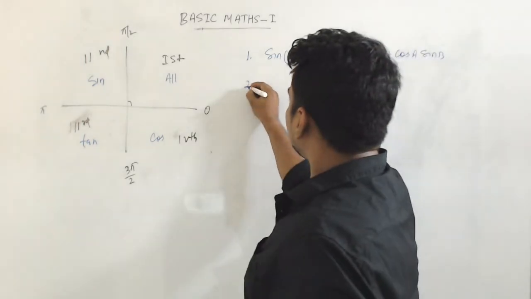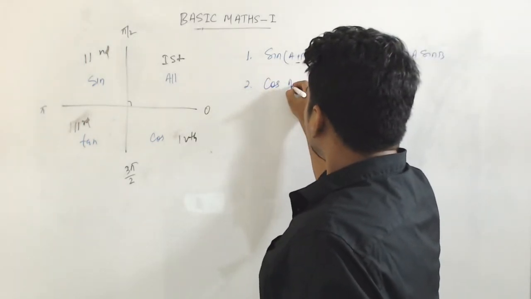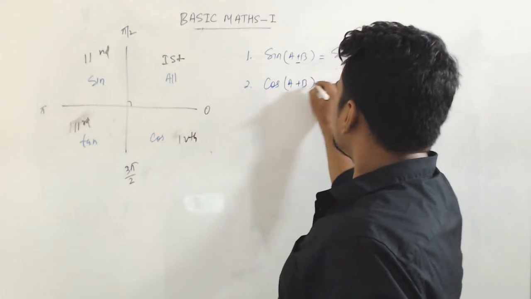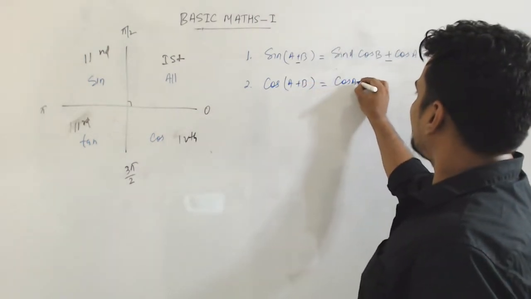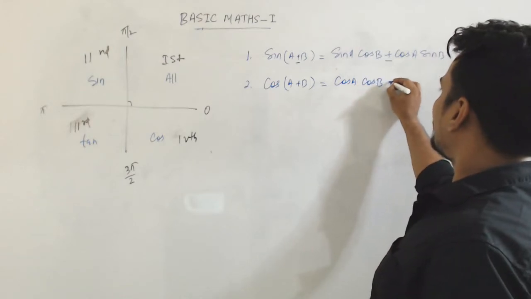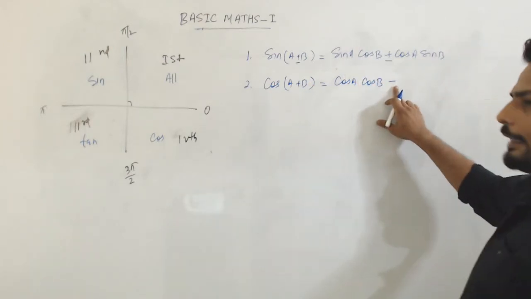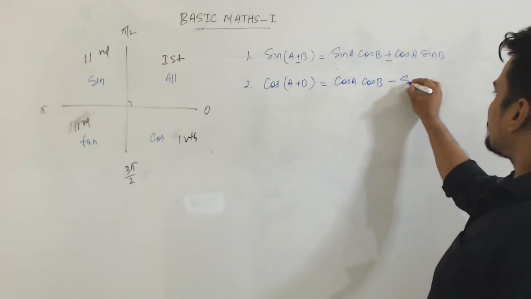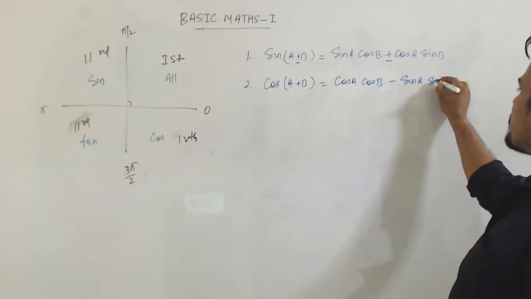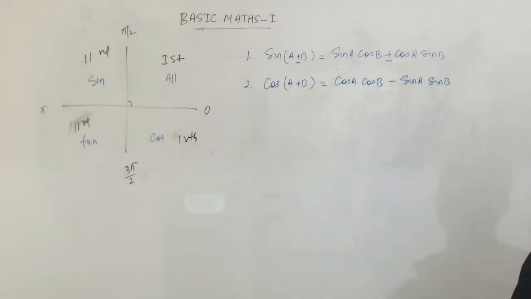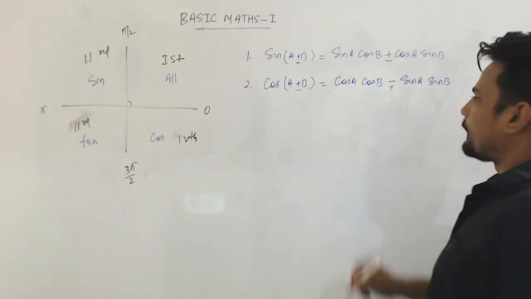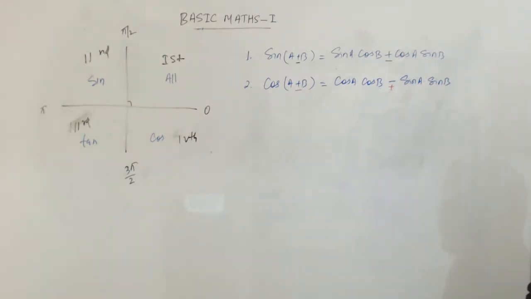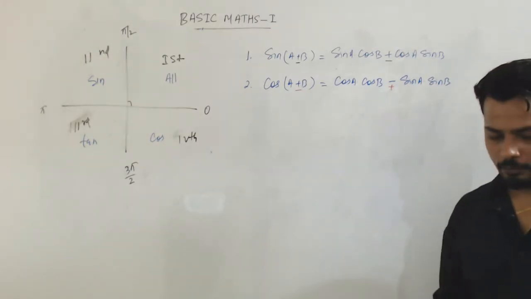Now the second one is cos of a plus b. Well, this is slightly different. This is going to be cos a times cos b. If it is a plus, I'm going to have a negative over here: sine a times sine b. And if you have a minus over here, you're going to have a plus over here. All cool? So just remember these two standard formulae.